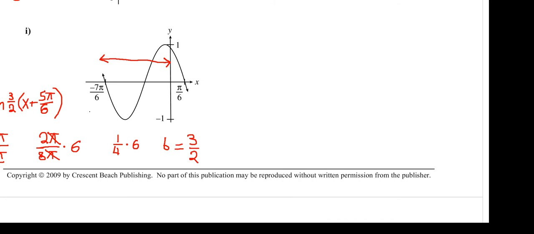Then for the last one, the equation is negative sine 3 over 2, then in brackets x plus 5 pi over 6. We can see the amplitude. And also this one has quite a big phase shift. So this is how we get the b. It's 2 pi over the period, which we can just see. So since it's 8, the period is 8 pi over 6, so we can bring the 6 up to multiply the whole thing. Pi's cancel, and we're left with 2 over 8 times 6, which reduces to 1/4 times 6, so our b is 3 over 2.